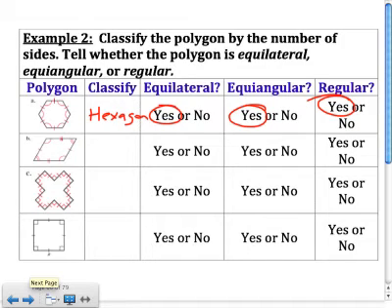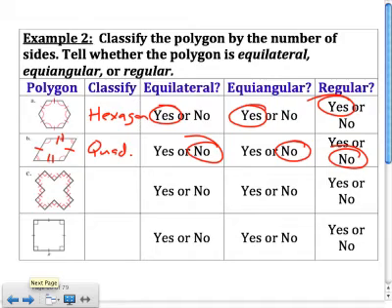At this point, I would probably pause the video and go through this on your own if you can. So figure number 2 is a quadrilateral, 4 sides. It is not equilateral, because again, these guys are congruent and these guys are congruent, but they're not all congruent to each other. It is not equiangular and it is not regular.